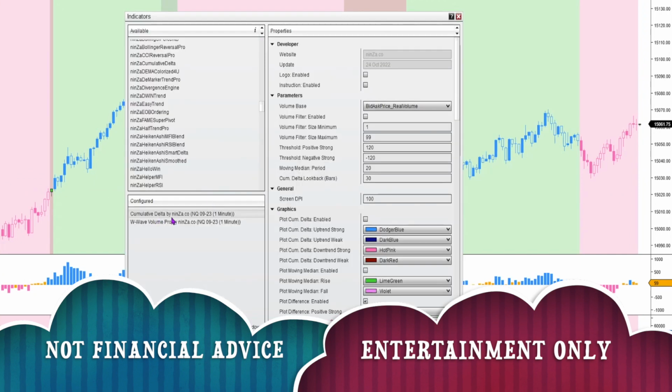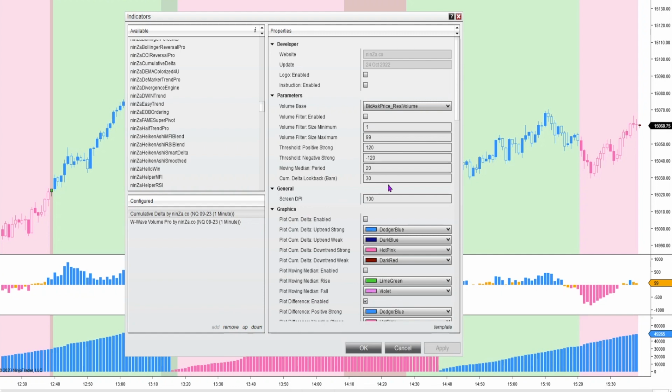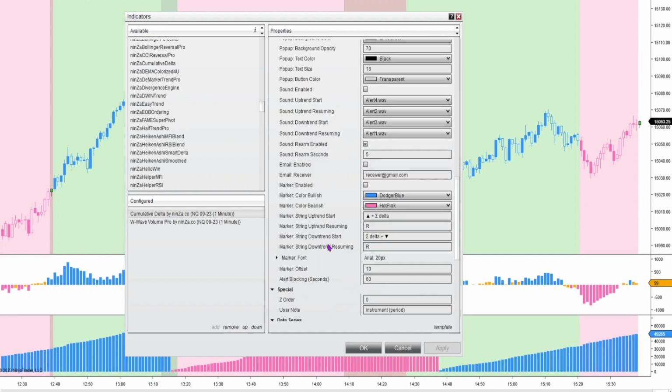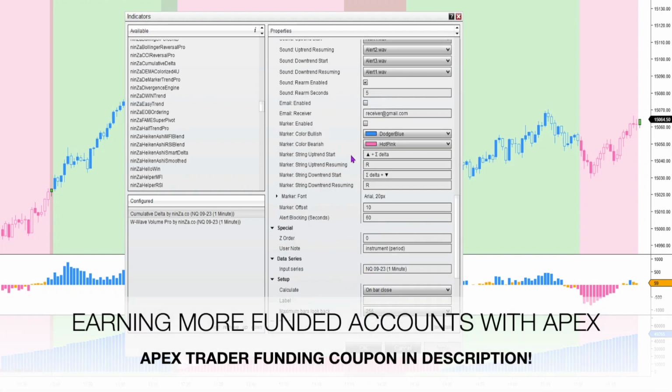On the settings for the cumulative delta, I've left everything the same as it is right out of the box, except I have unchecked the plot cumulative delta, and I have unchecked the plot moving median. The only thing that I have plotted is the difference, which is this histogram that I really wanted to focus on being able to see clearly. So everything else was left the same.